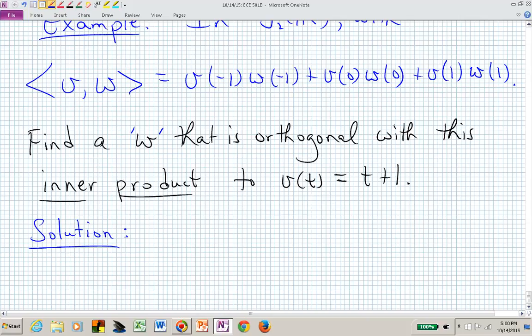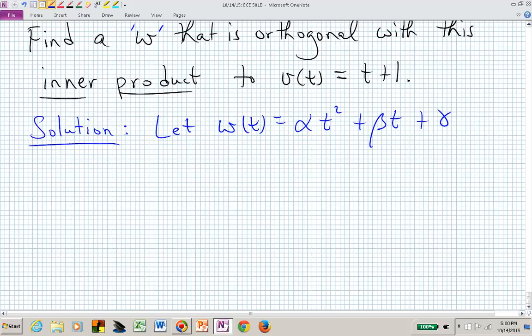So now we need to create a generic quadratic. So let's define this second order polynomial w, and I'm just going to throw in some coefficients. Let's say alpha is the coefficient on t squared, beta is the coefficient on t, and gamma is our scalar, or our constant coefficient.